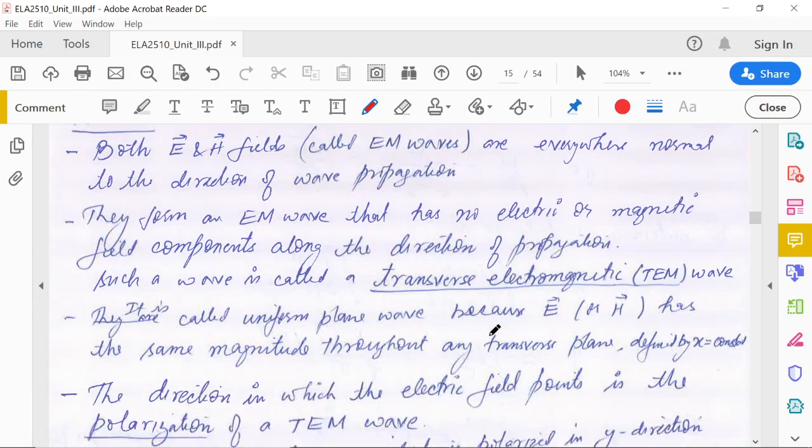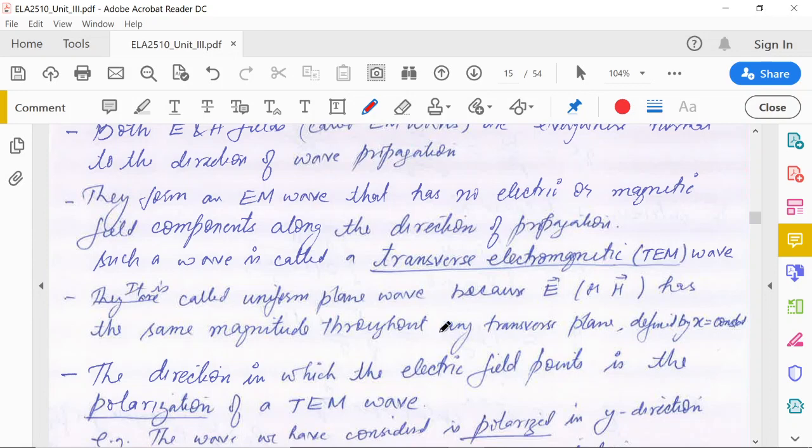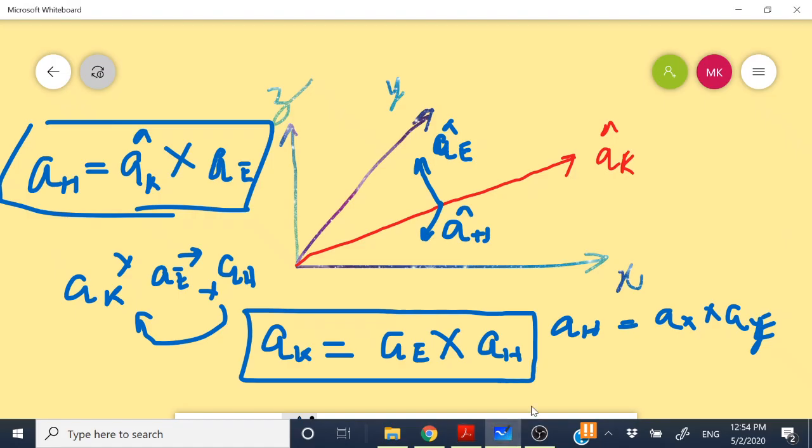Such a wave is called a transverse electromagnetic wave, or TEM wave. These EM waves moving in free space are called transverse electromagnetic waves because the electromagnetic fields are transverse to the direction of propagation. Now, it is called a uniform plane wave because E or H has the same magnitude throughout any plane. Now we will focus on why we call it a uniform plane wave.